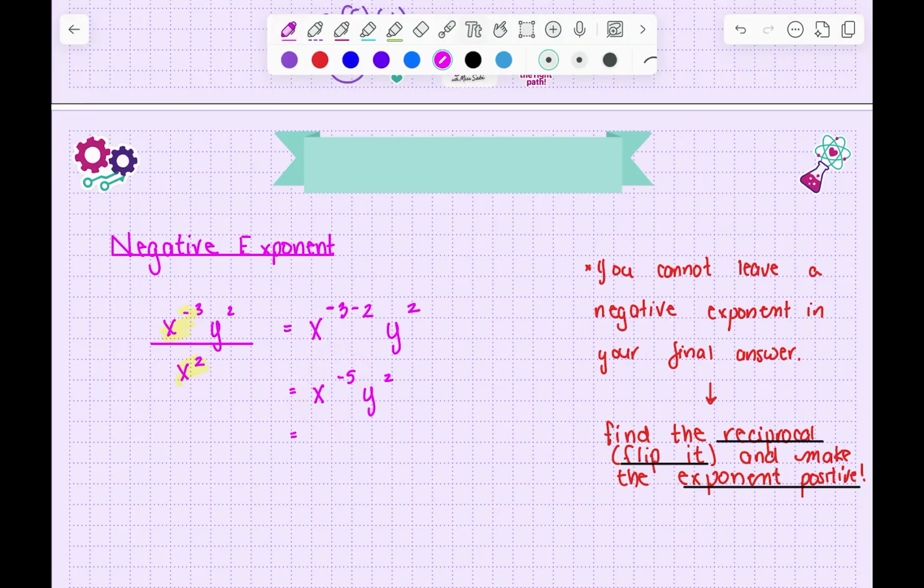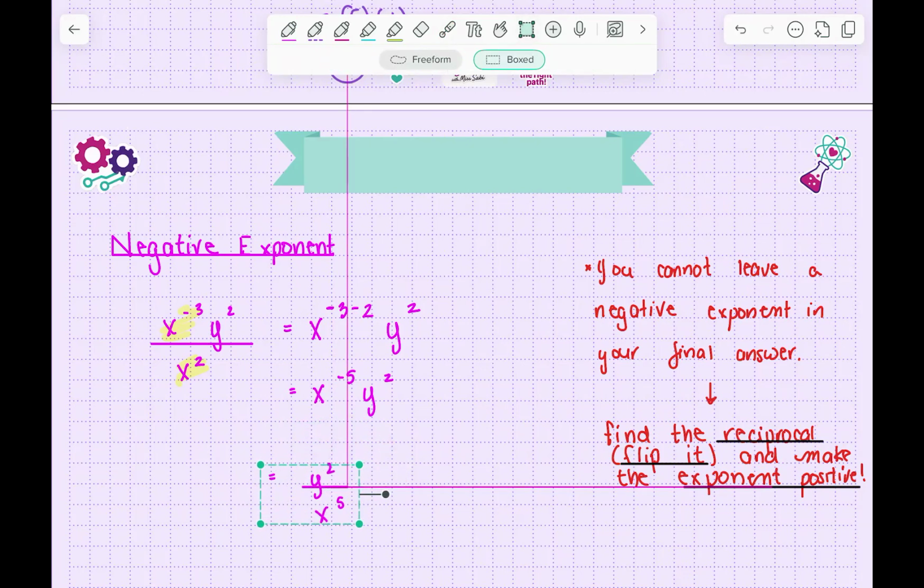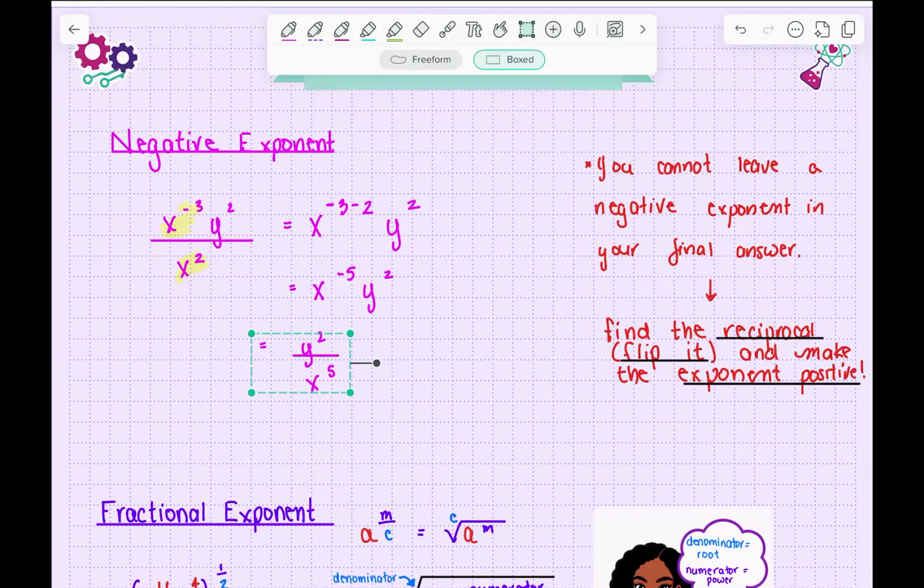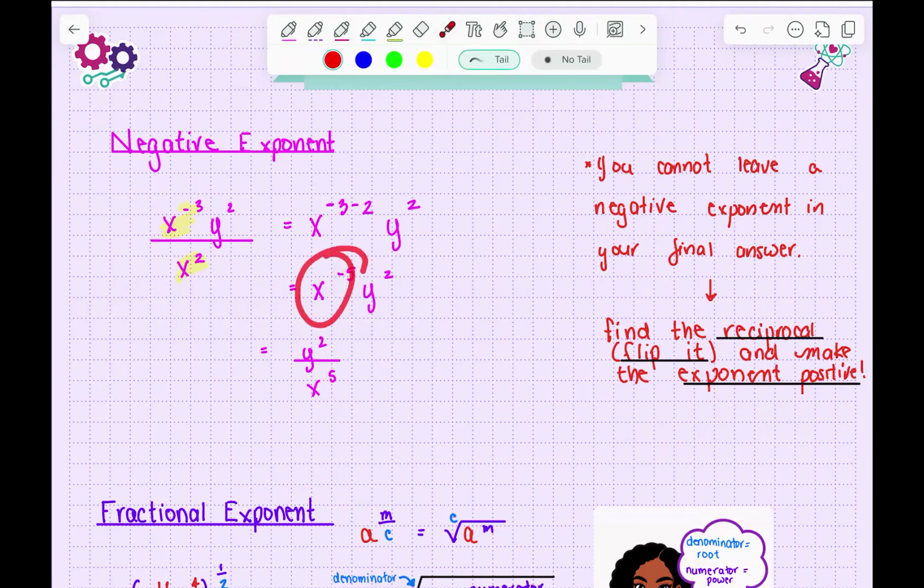Because this x to the -5 is in the numerator, I am now going to bring it to the bottom. So the y squared remains on top. And now I bring it down to the bottom, and you'll see there's no more negative sign. So that is the correct final answer with no negative. Pay attention: there is no more negative sign because I brought it from the top and put it on the bottom.